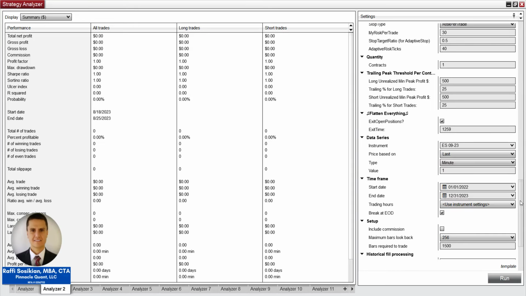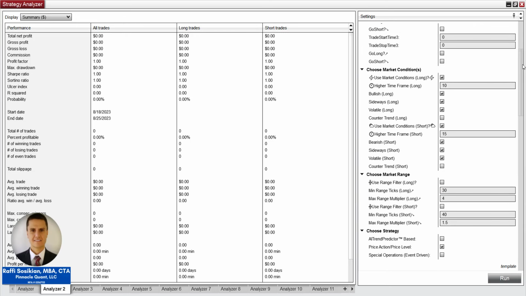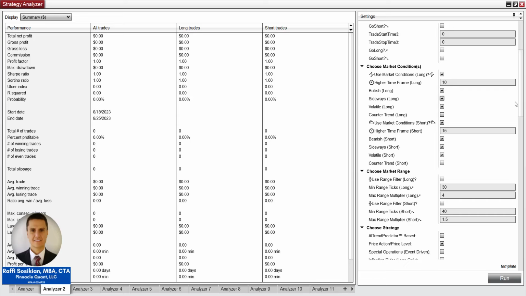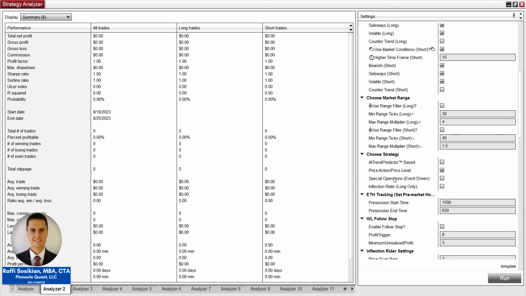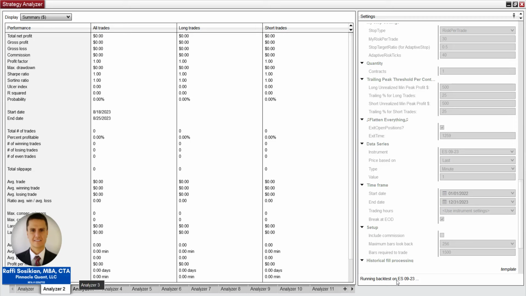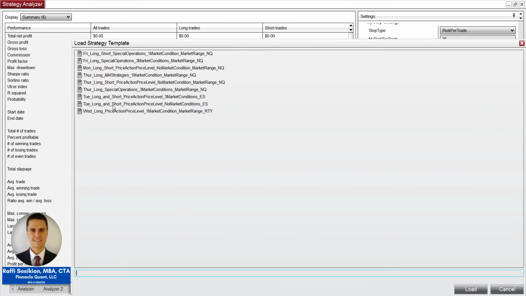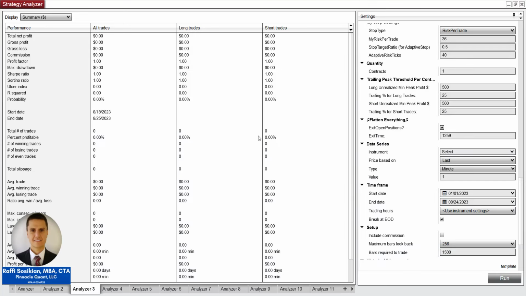And let's again make sure that we have slippage. We do, 1 tick. So this is for both market conditions and the strategy's price action price level. So let's run this one. And then we have another SPOOs example for the templates. So let's go and load that one as well. And that is when there's no market conditions. So, excuse me, let me go and load that in.